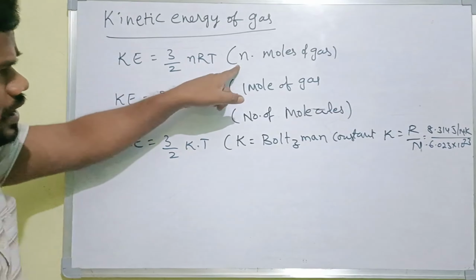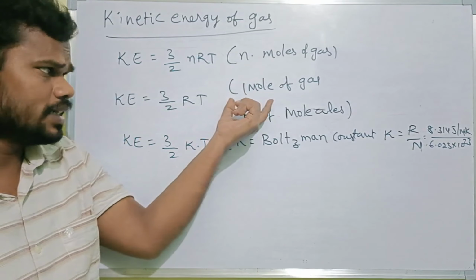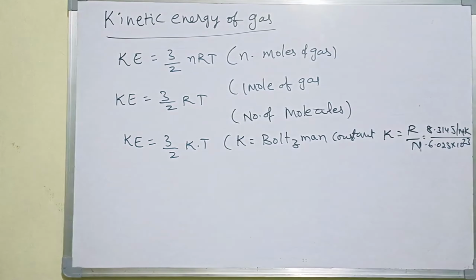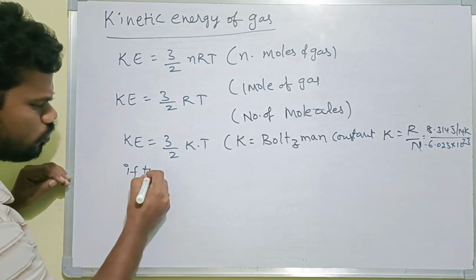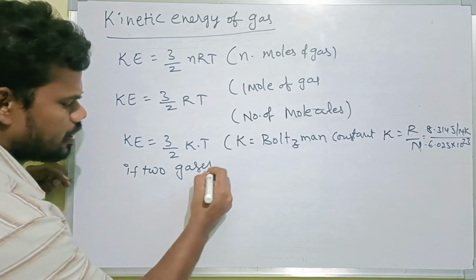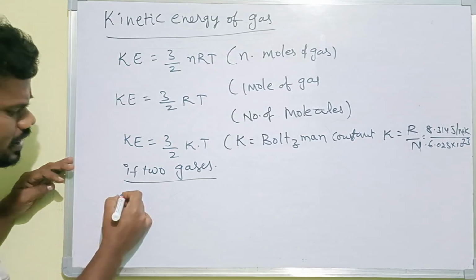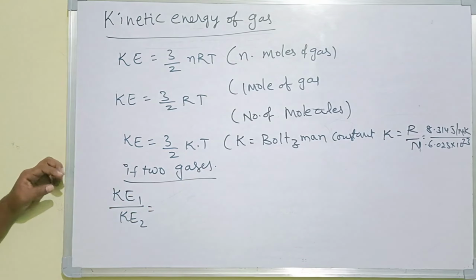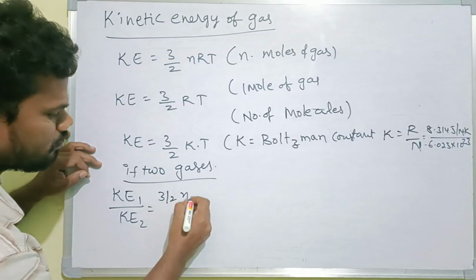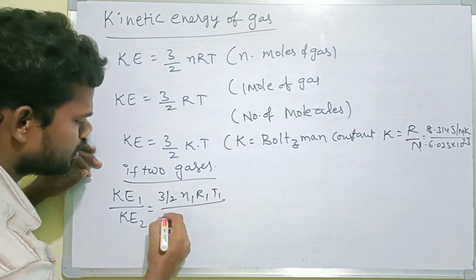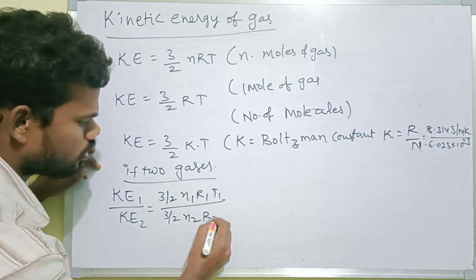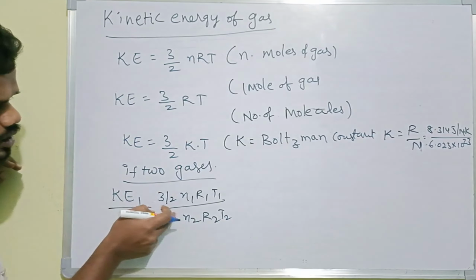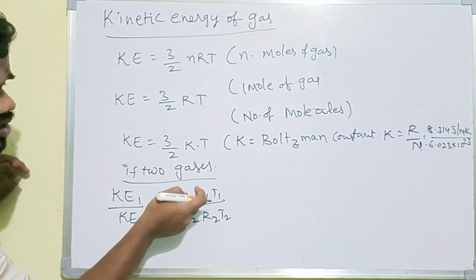This is for the number of moles of gas, and this is for 1 mole of gas. So for the number of molecules, we have to use this formula. If two gases are present here, the kinetic energy relation we are discussing is Ke1 by Ke2, that is 3 by 2 N1 R1 T1 by 3 by 2 N2 R2 T2. So 3 by 2 is common, and this will get cancelled.